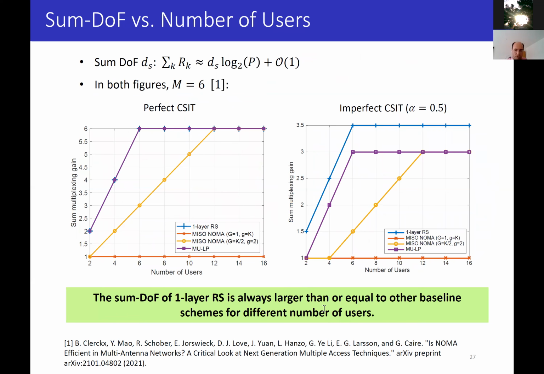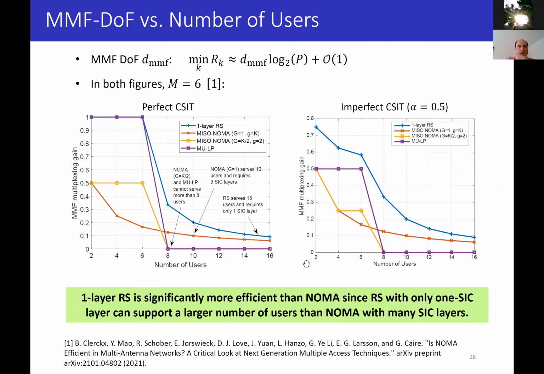So just given the time limitation, let me move on a bit. This is something else, the max min fair degrees of freedom versus the number of users. And this is often advertised in the NOMA literature as something that is really good for NOMA, essentially being able to serve a larger number of users, even though you may have fewer antennas.